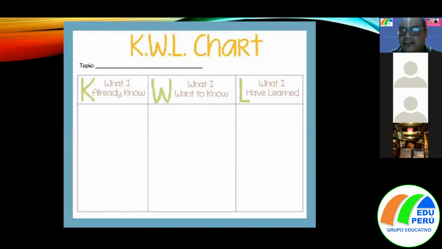Okay. All right. So notice the letter K represents what you already know. You give this chart to your students before reading, and you want them to tell you what prior knowledge they have before reading a text. Maybe you tell them the topic of the text, so they could guess it just by looking at the title or some pictures, no? Because we usually use this technique, no?